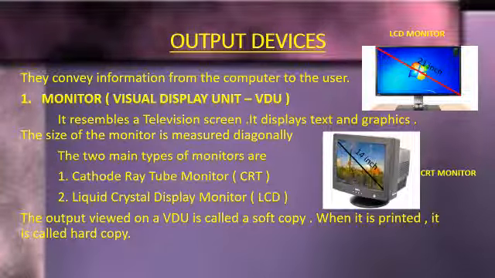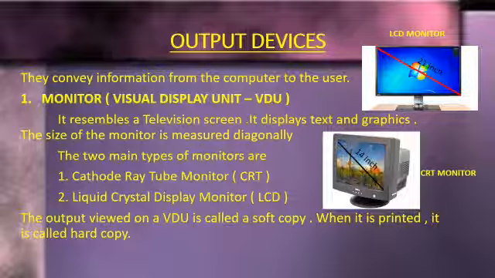The second category of external hardware is output devices. They convey information from the computer to the user. We know we enter data through input devices. CPU processes it and we obtain the output through output devices. Examples for output devices. Number 1, monitor.